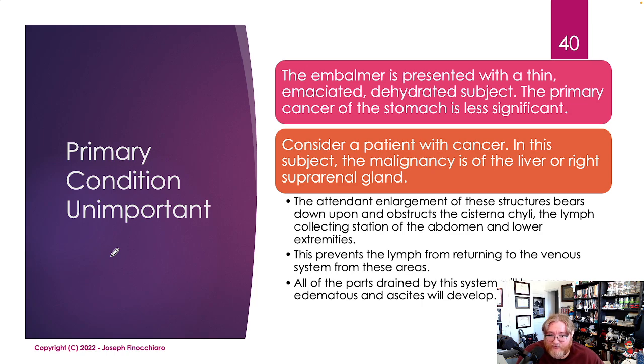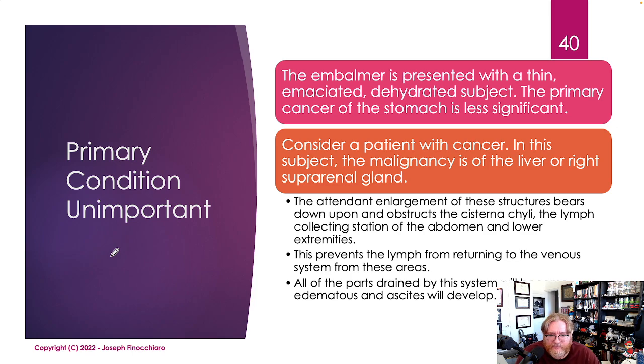The embalmer is presented with a thin, emaciated, dehydrated subject. The primary cancer of the stomach is less significant. You have a thin, emaciated, dehydrated subject. So what are you going to do? You are likely going to inject a mild solution or a milder solution, right at 2%. You're going to add a humectant into that. You're not going to grab the Power Tone Vivid. You're not going to grab the Intrafine with Dynachrome. You're probably going to go with something much milder. And if you have to use something heavyweight, you're probably going to grab something like Triton 28 and try to be very gentle with what you're using, or Regal, or something of that nature.